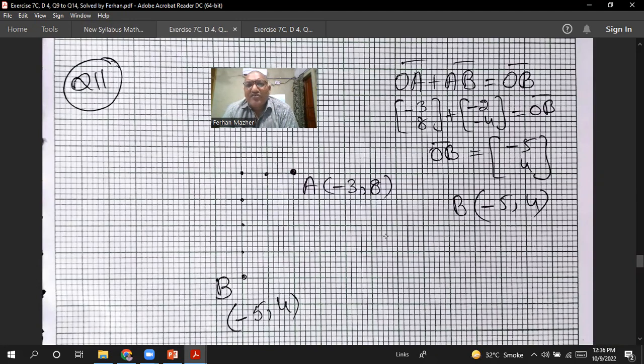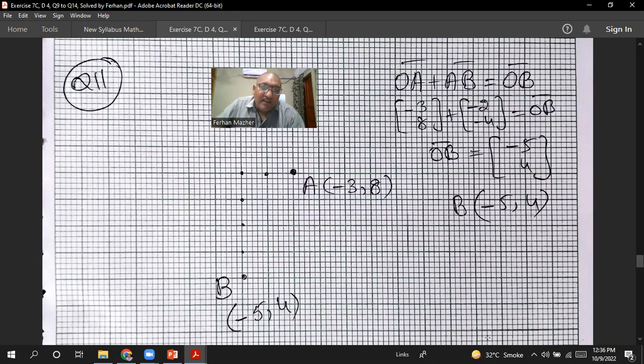So minus 3 minus 2 is minus 5, and 8 plus minus 4 will be 4. So the position vector of B, OB, is equal to (minus 5, 4). And so the coordinates of the point B will be (minus 5, 4). This is how it is done.